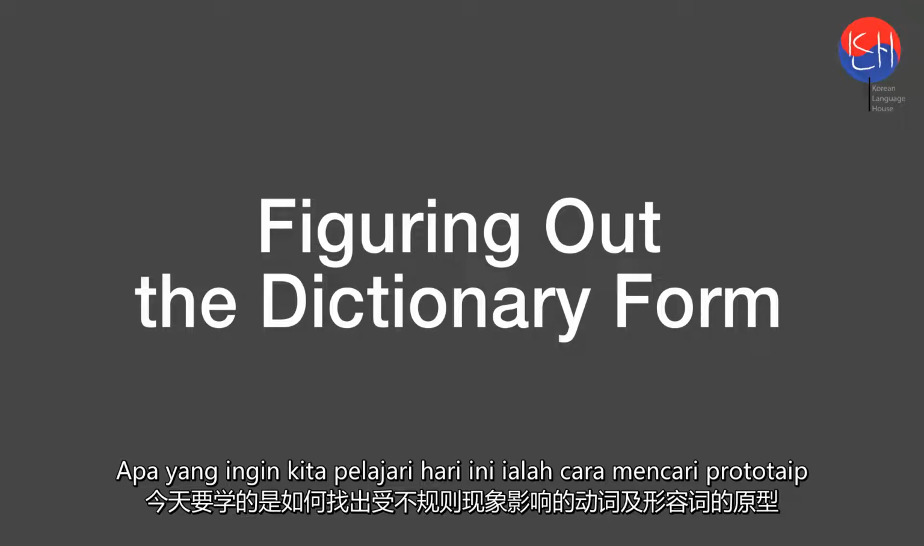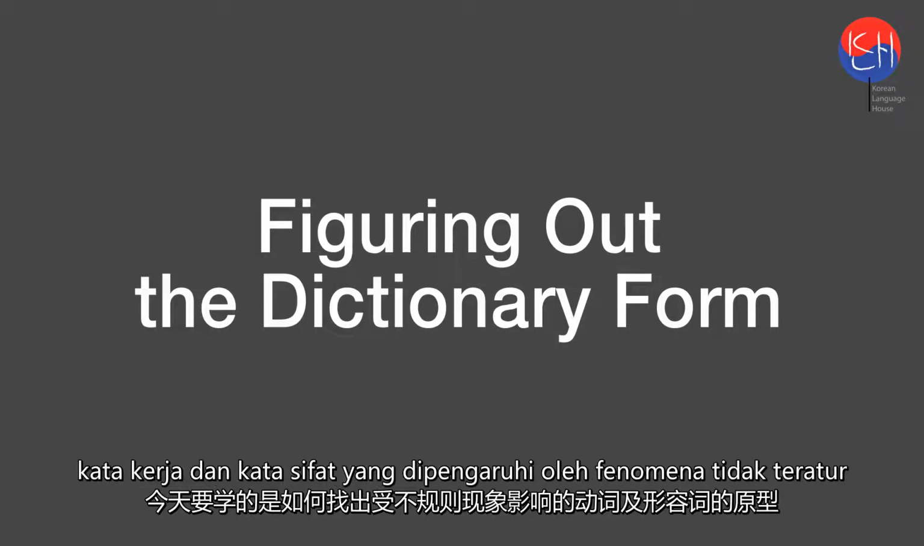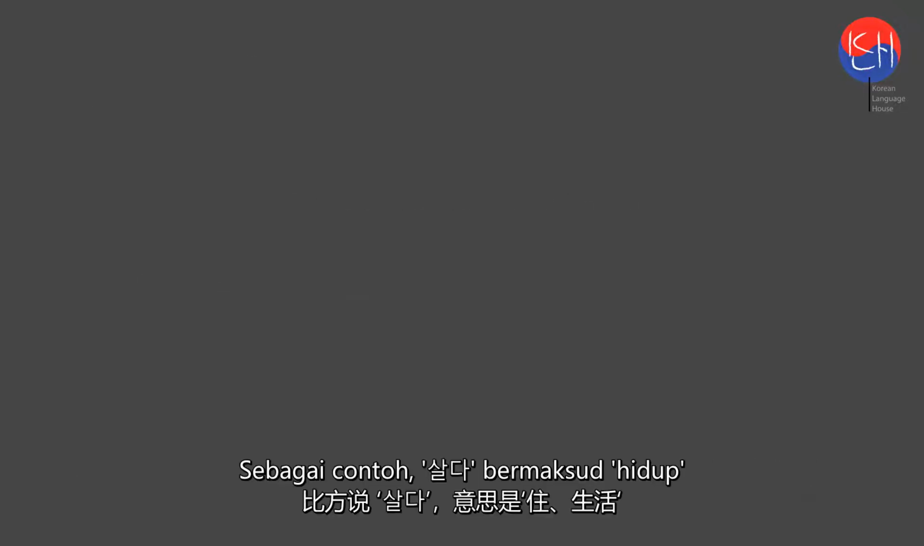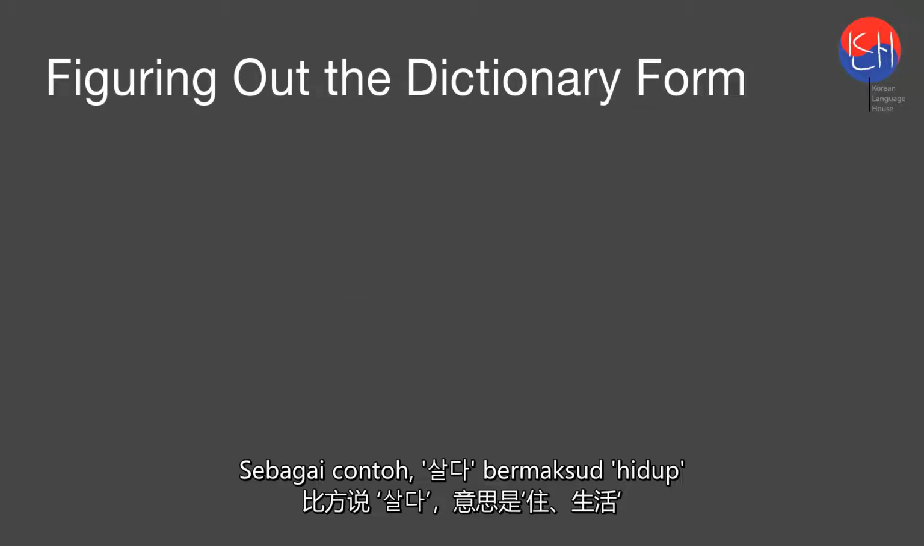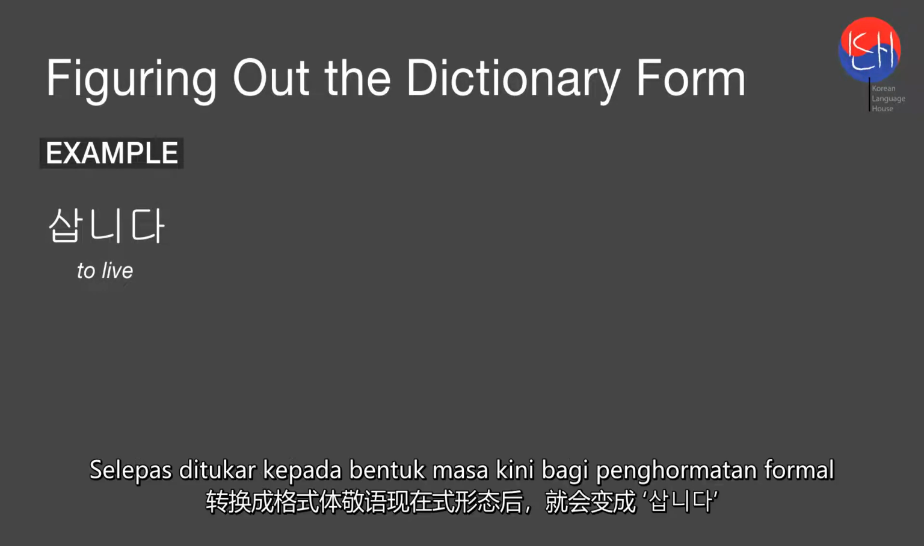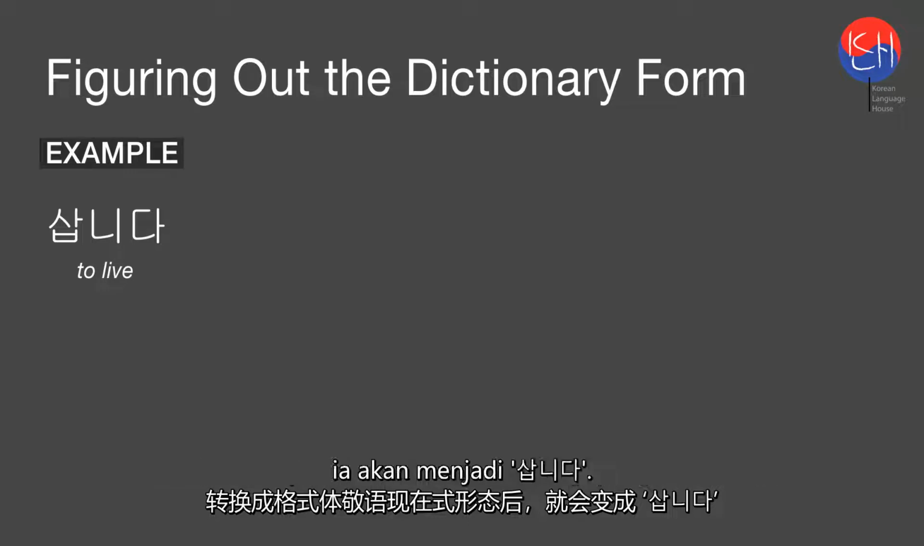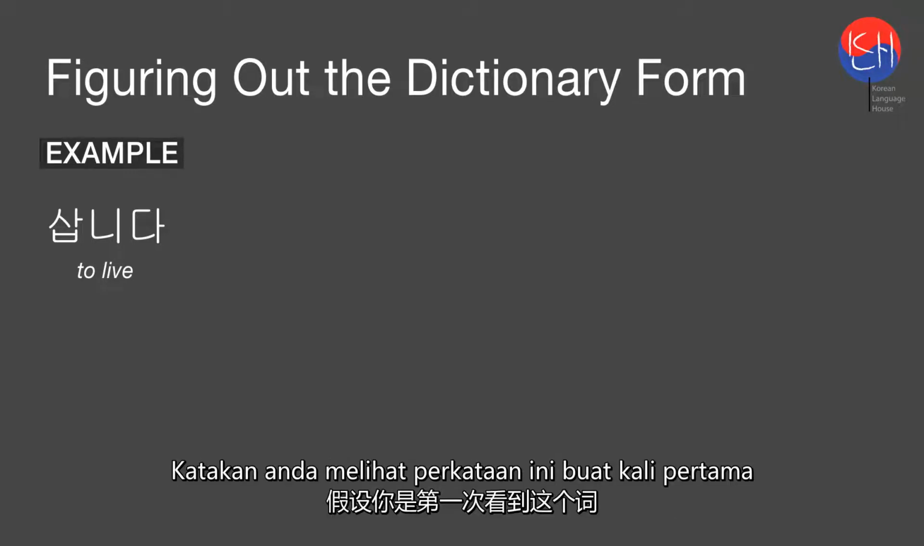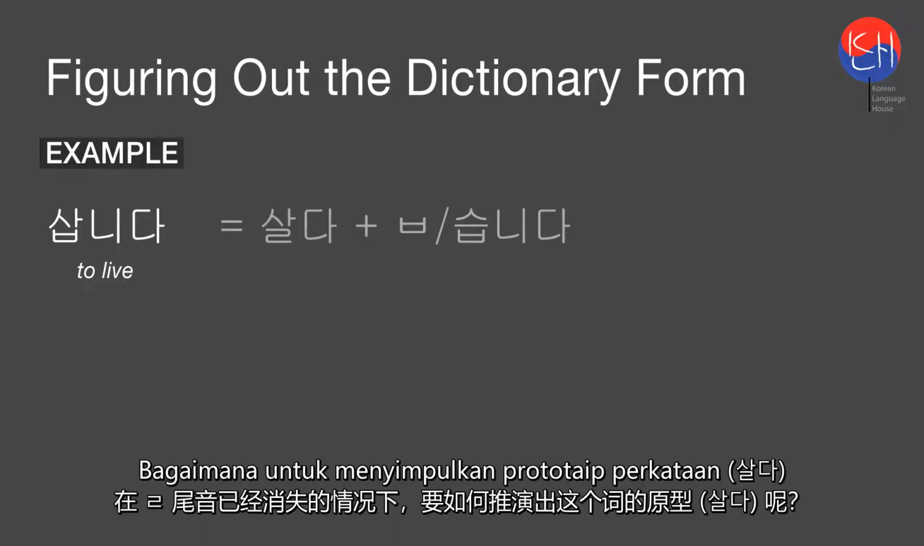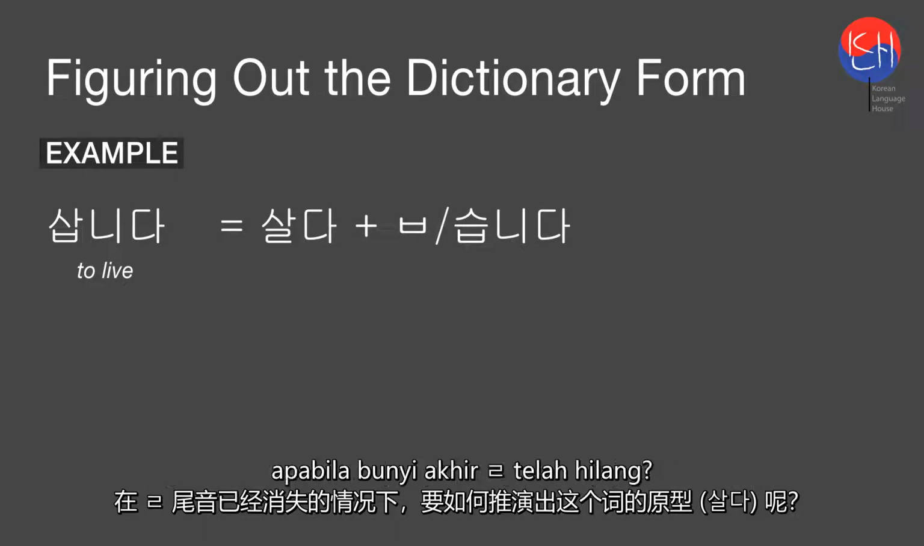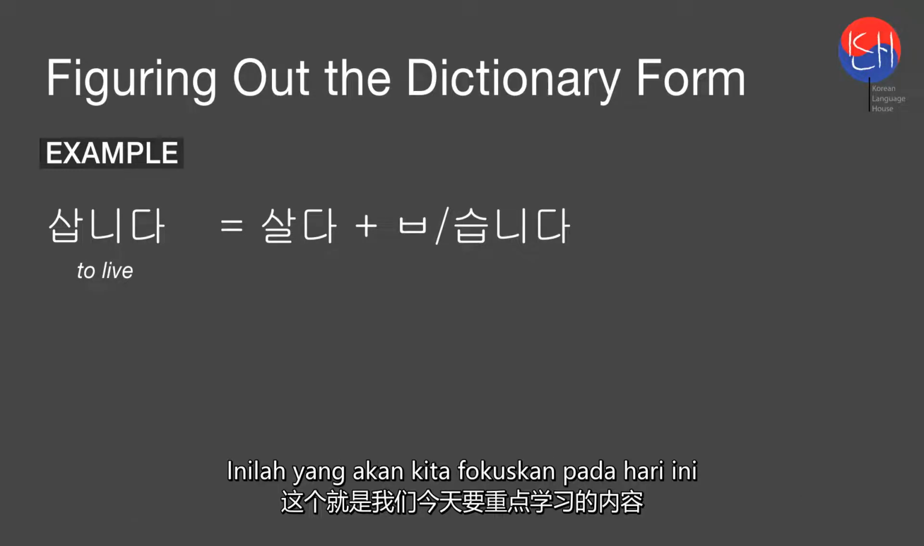Today, we'll learn how to figure out the dictionary form of an irregular verb or adjective that has already been conjugated. Let me give you an example. Take the word 살다, which means to live. When conjugated to the formal polite present tense, it's 삽니다. Let's say this is your first time seeing this word. How are you supposed to know that the word is originally 살다, seeing as the ㄹ ending consonant is missing? That's what we're going to be learning today.